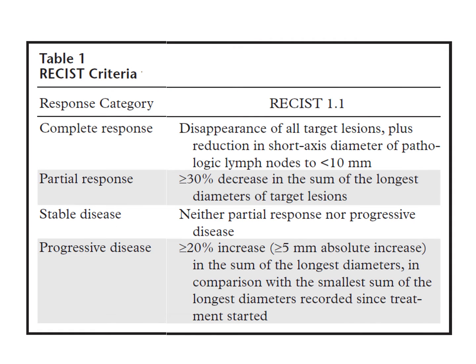And then here are the criteria for response. Again, you don't need to get bogged down in the detail, but if that sum of diameters reduces by more than 30%, that's a partial response. And if it increases by 20%, that's progressive disease. And then the other categories are in between that.